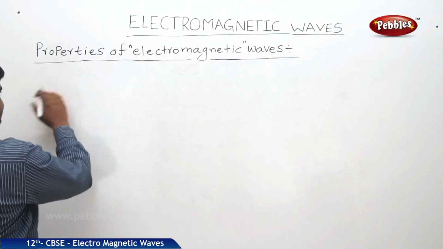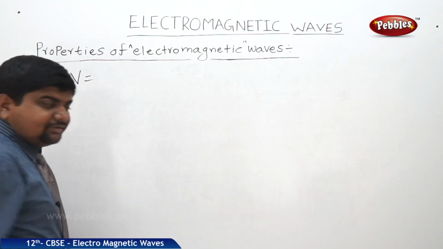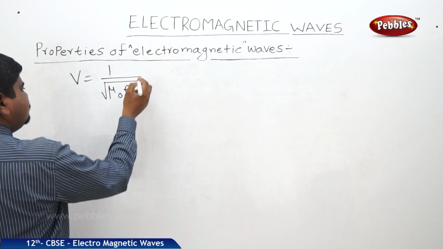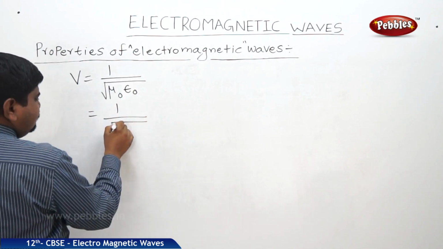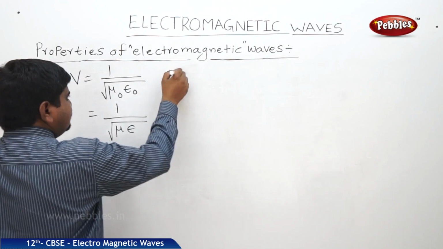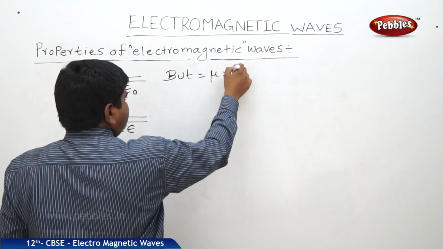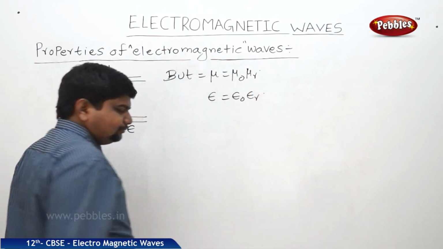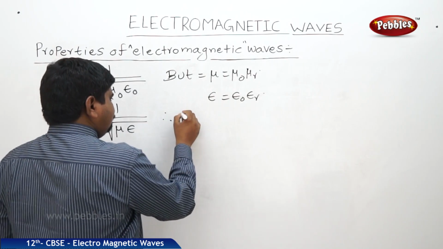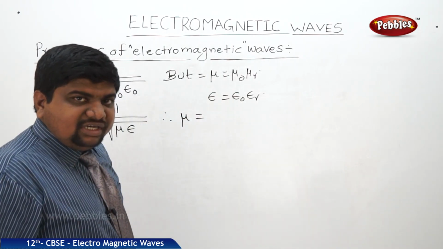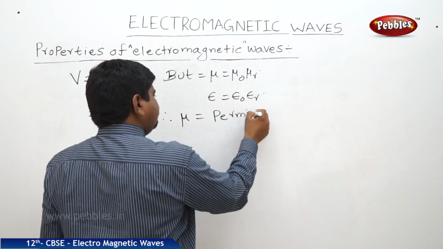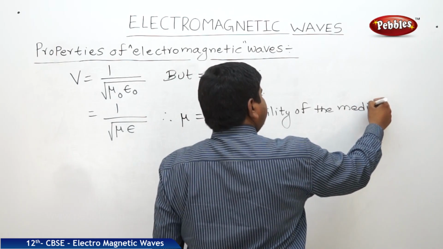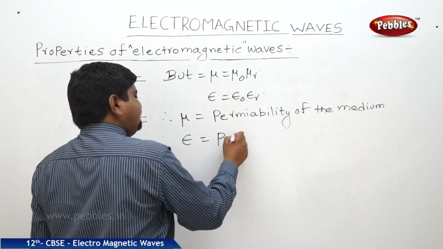Now, in the electromagnetic equations, the speed of the electromagnetic wave in vacuum is given like this. We can write this as 1 by under root mu epsilon, but mu is equal to mu naught mu r, epsilon is equal to epsilon naught epsilon r. So what is mu? Permeability of the medium. What is epsilon? Permittivity of the medium.